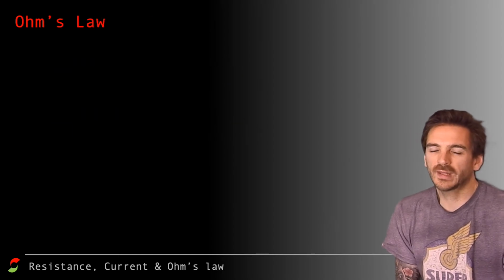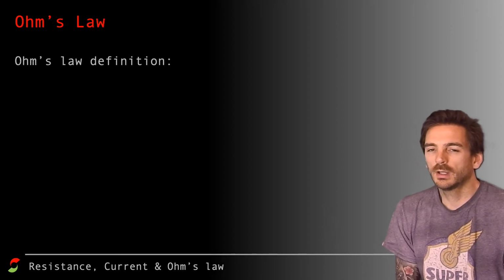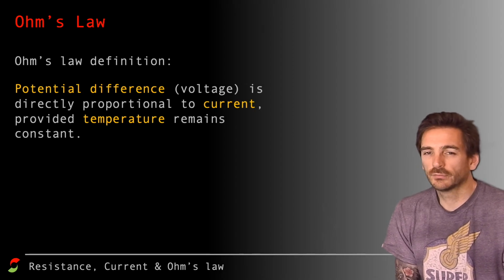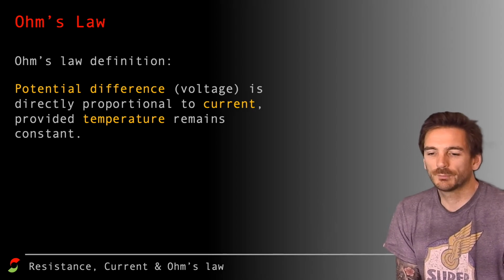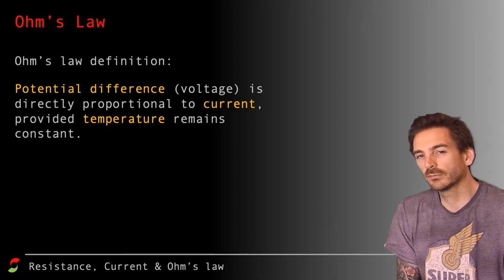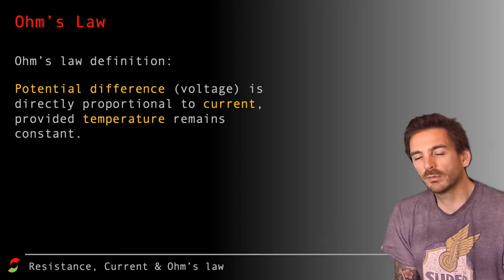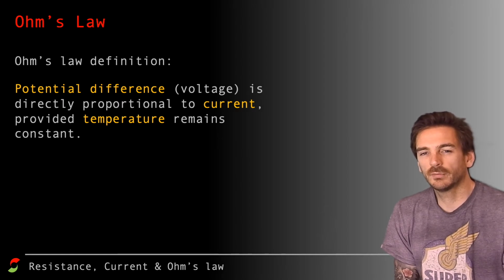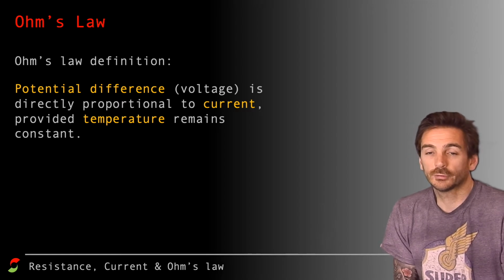Okay, so putting all of this together then, it gets us to a point where we can hopefully begin to understand something called Ohm's Law. And you need to know the definition of Ohm's Law, and it goes something like this. Potential difference, or voltage if you prefer, is directly proportional to the current provided that temperature remains constant. And the temperature remains constant because we don't want to change the vibration of the ions. We want other things to affect the resistance. So as long as the temperature and the other physical factors don't change, that law is true.